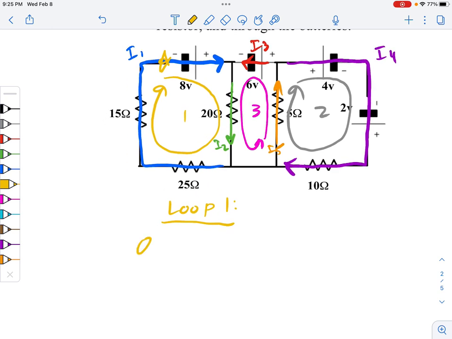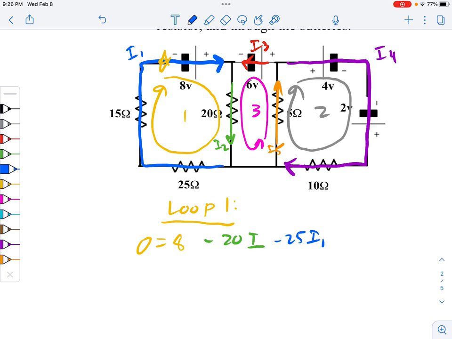So KVL: the rises and the drops in the loop have to add up to 0. So what do I have? I have 8 volts. That's my source. Then I run into this 20 ohms with I2. 20 I2, and then we run into the blue, so that's I1 and negative 25.